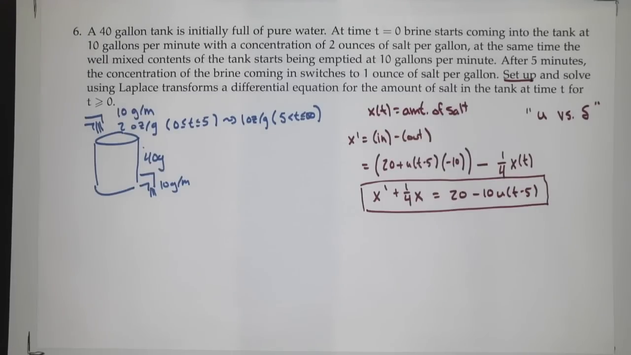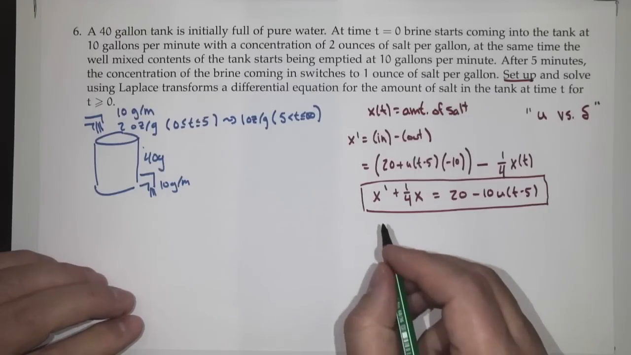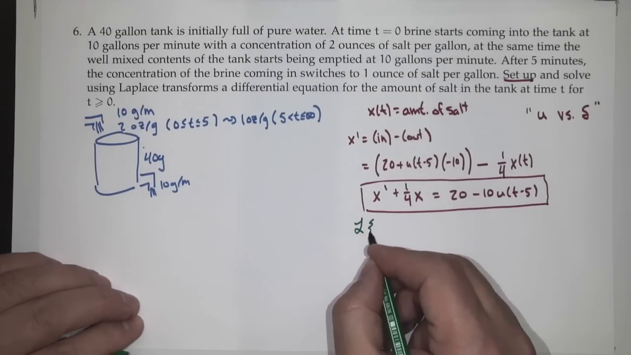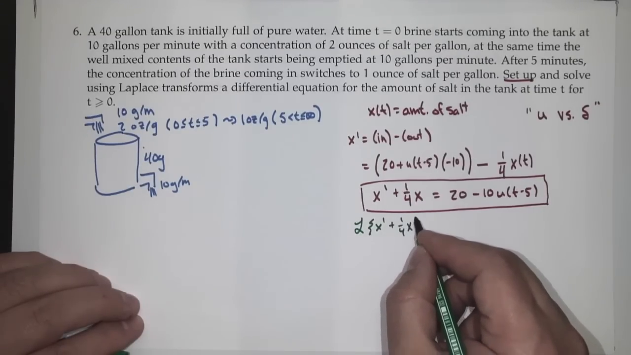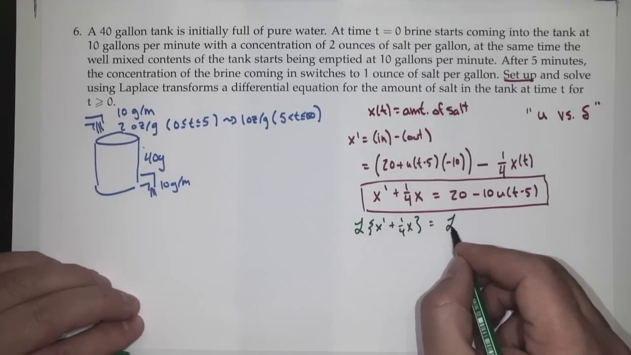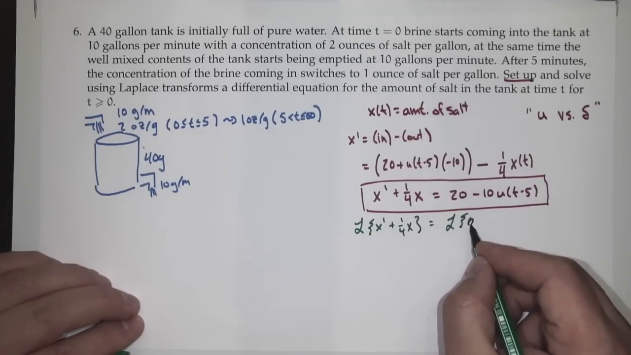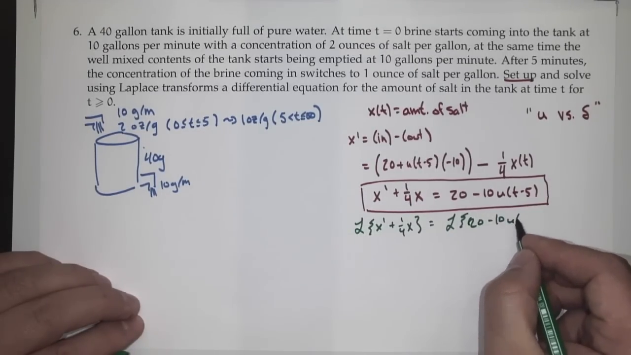Now we go to our solve. Okay, so how do we solve? Well, we take Laplace transforms of everything. We're going to take the Laplace transform of x prime plus 1/4 x, and that's going to be the Laplace transform of 20 minus 10 U of t minus 5.